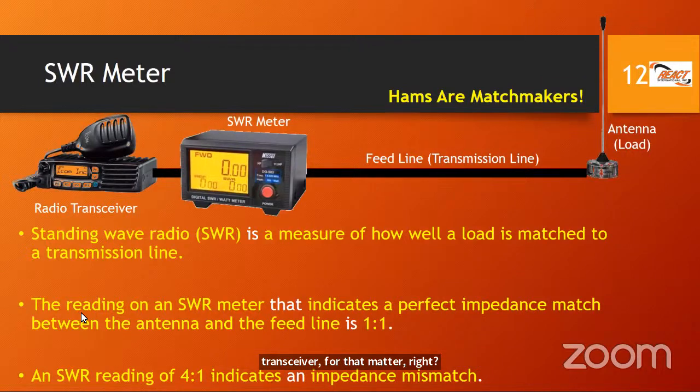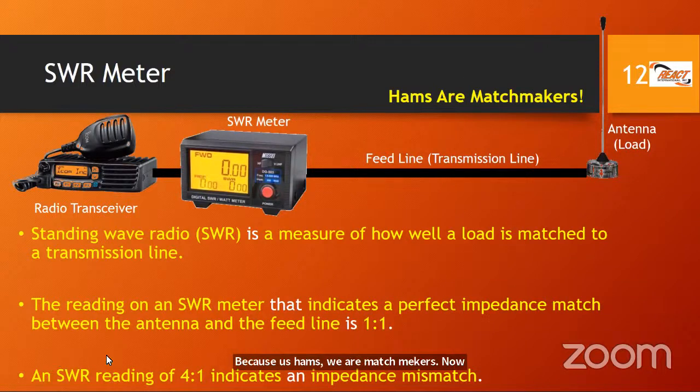Another exam question is that the reading on an SWR meter, that's this wonderful looking meter on your screen here, that indicates a perfect impedance match between the antenna and the feed line is 1 to 1 or 1.0 to 1. That's the ideal SWR. Difficult sometimes to achieve, but that's what we're all aiming for. Why? Because as hams, we are matchmakers.